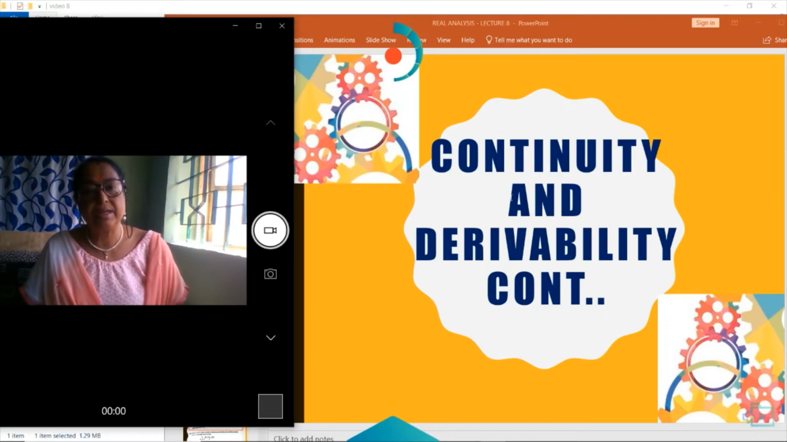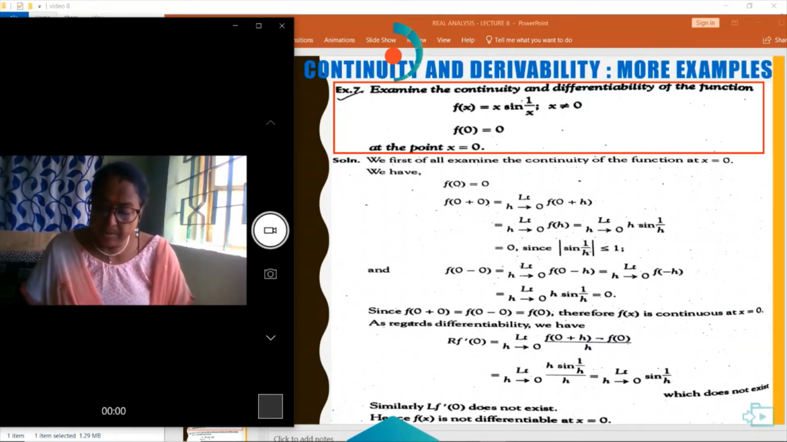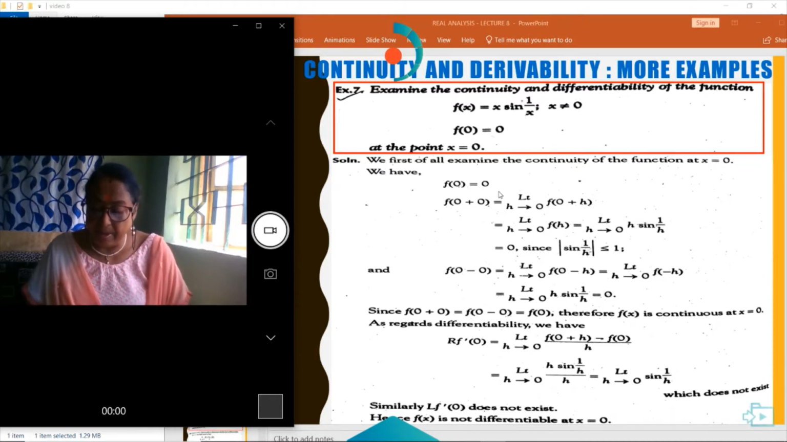Today we will discuss some more examples on continuity and differentiability. So, example 1. Examine the continuity and differentiability of the function f(x) equal to x sin(1/x), where x is not equal to 0, and f(0) is equal to 0, at the point x equal to 0.